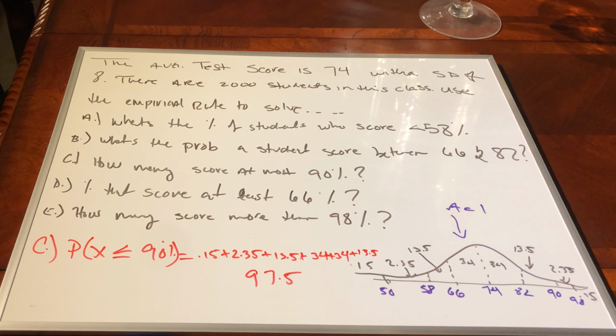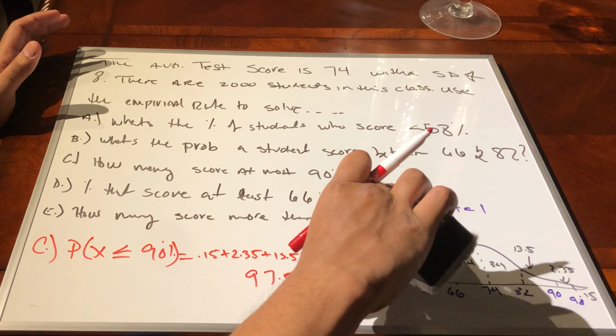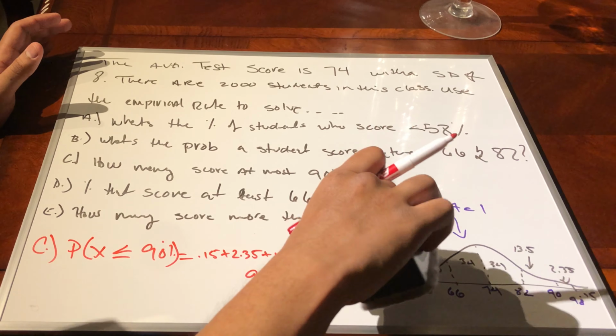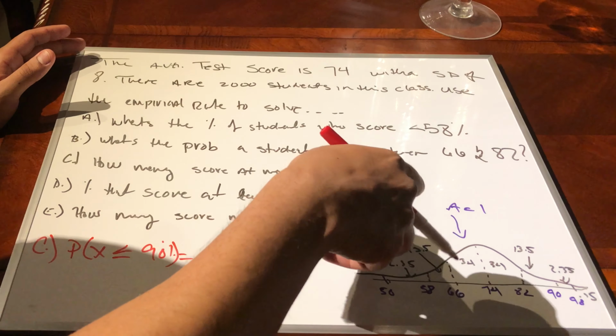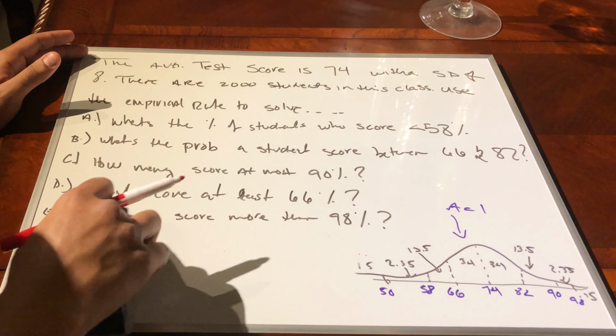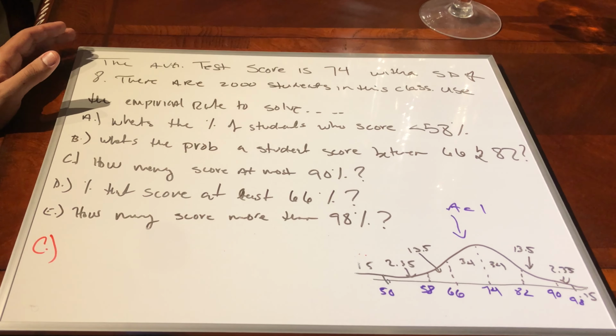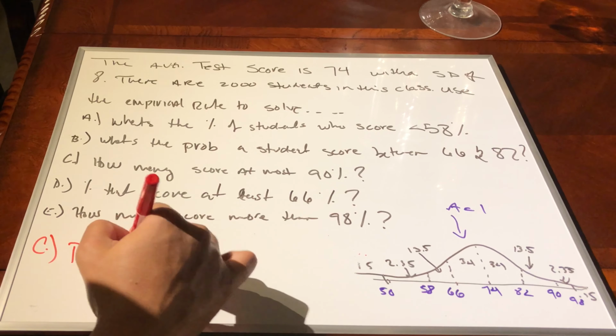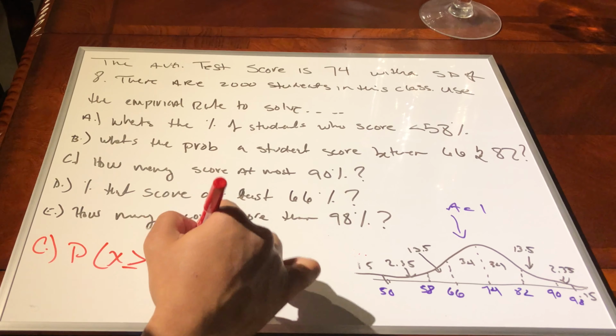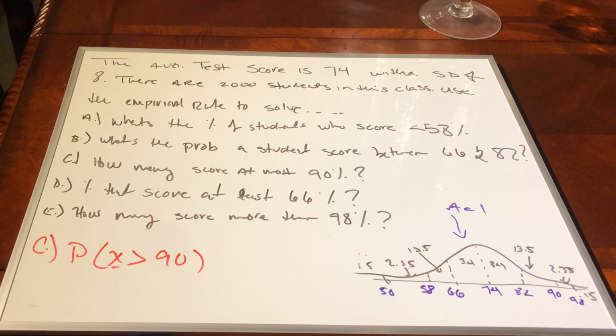Now there's an easy way to solve this, and you don't have to add up as much. I'm going to erase this here. All you need to do is write it differently. You can also write it as, what is the probability that a student scored greater than 90%? Greater than 90%, so everything that's here, that doesn't include 90, on this side of the graph.